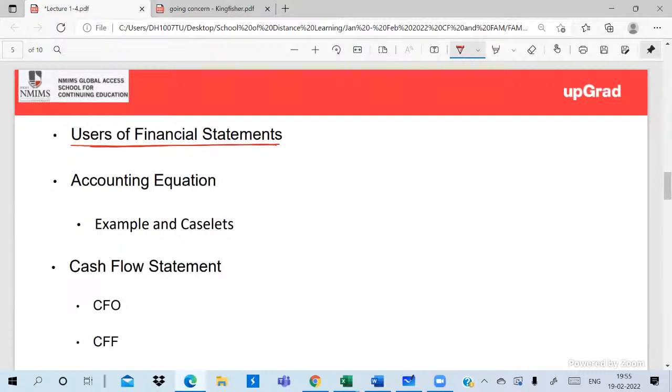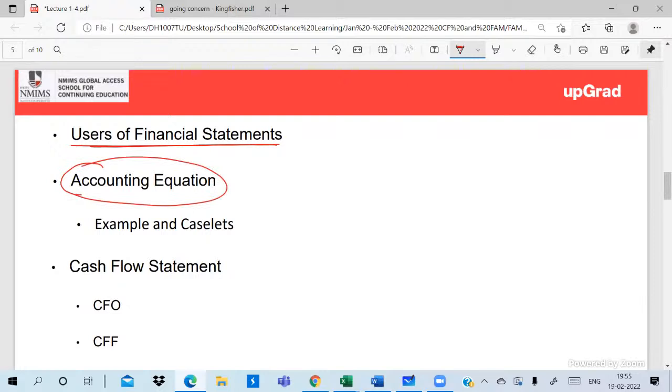So any doubt with the users of financial statements before we move to the next one, which is accounting equation? Yep. Any questions with users of financial statements? Okay. Then let's move to the next one.